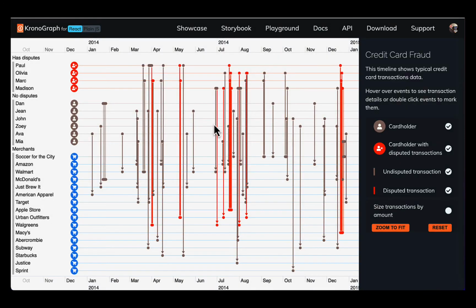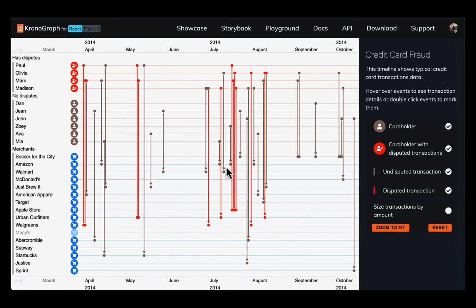In this example, we are looking at credit card transactions where our cardholders and our merchants are the entities, or nodes, and the transactions themselves are the events. We've color-coded the events by whether they are disputed transactions or not, and you can see when certain transactions were disputed, we can see when activity clusters together in certain areas, and it's all interactive.